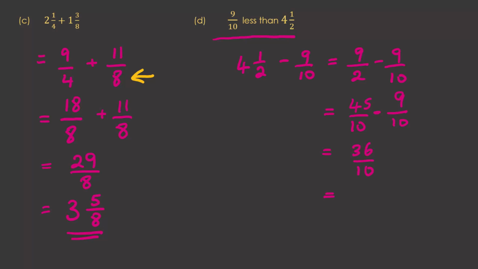10 goes into 36 3 whole times. 3 10s are 30, so that leaves me a remainder 6. And of course, that 6/10 is not simplified. And you can't really give this as a mixed number with an unsimplified fraction part. So 6 over 10, both of those divide by 2, giving us 3/5.